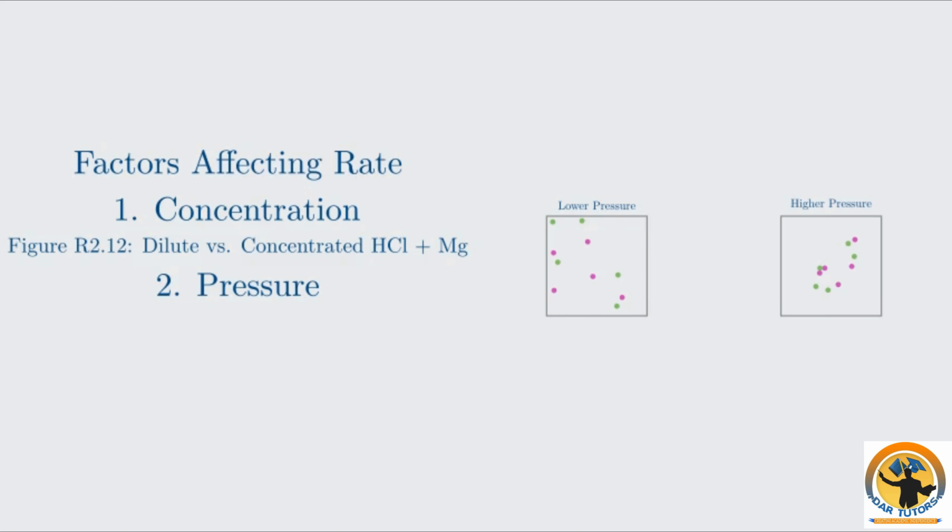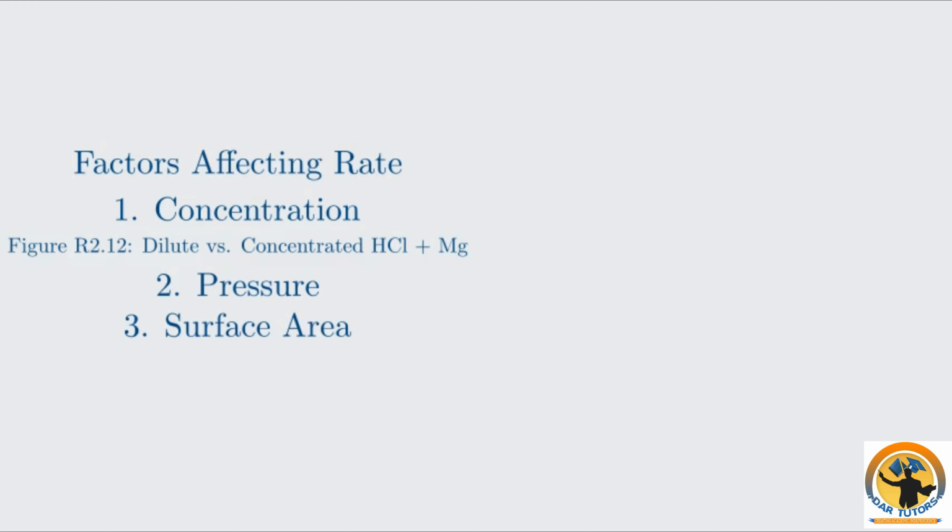Third, surface area. For reactions involving solids, the reaction can only occur at the surface where particles are exposed. Increasing the surface area of a solid reactant by breaking it into smaller pieces increases the number of available sites for collisions. This leads to more frequent successful collisions per unit time and a faster reaction rate.